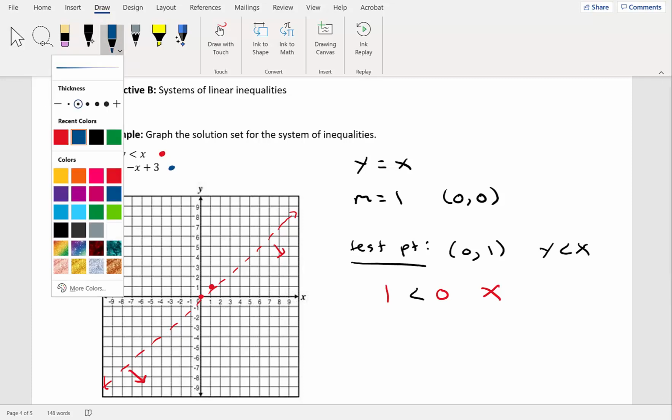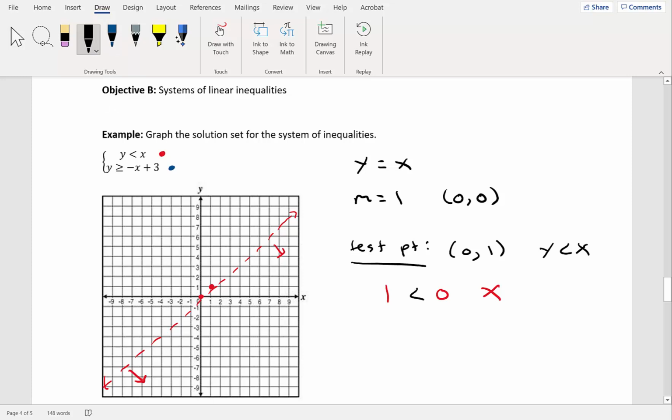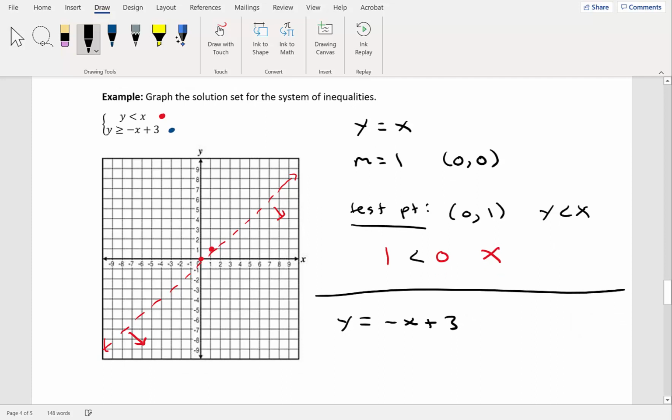And we'll do the same thing. So first, let's go ahead and change the inequality to an equal sign. So we have y is equal to negative x plus 3. And now luckily, this equation is already in slope-intercept form as well. So we have m is equal to negative 1, and our y-intercept is (0, 3).